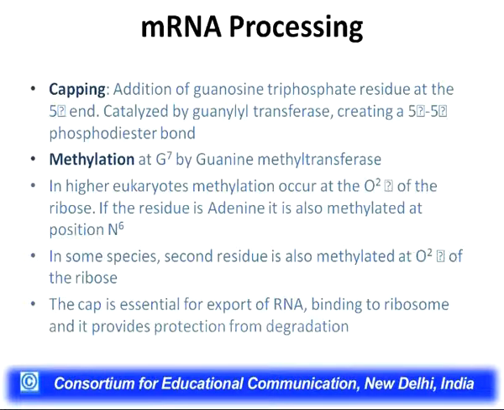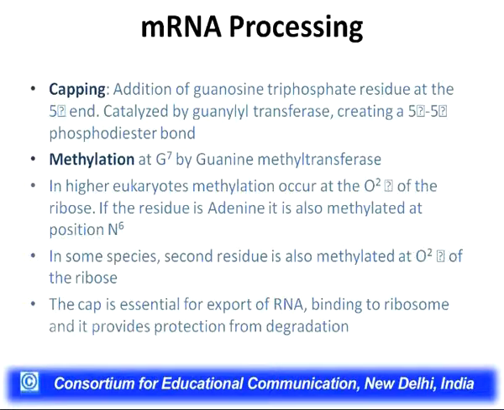Usually in higher eukaryotes, it is seen that methylation occurs at the oxygen 2 of the ribose. That is, if the first residue is adenine, it can also get methylated at the nitrogen 6 of that particular adenine. So, after the addition of cap, there is methylation of guanine, then there is methylation at the oxygen atom of the first residue of the primary transcript. Also, if it is adenine, there will be methylation at the 6th position of that particular adenine residue.